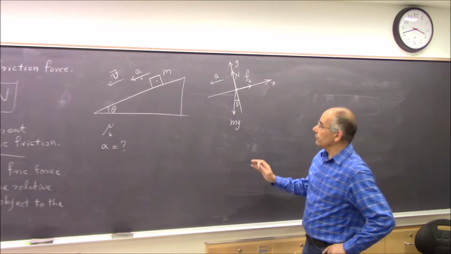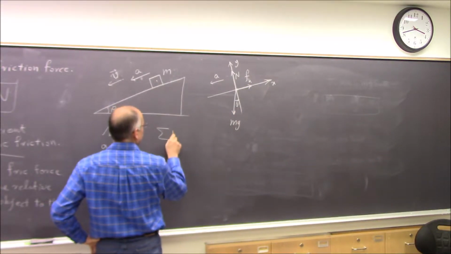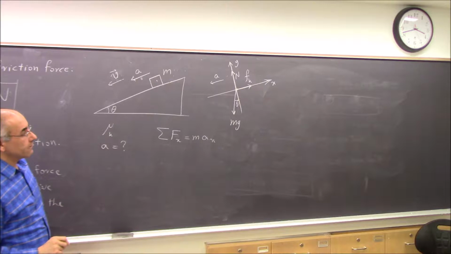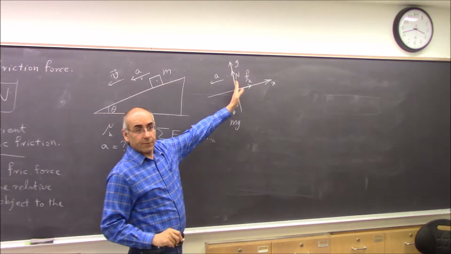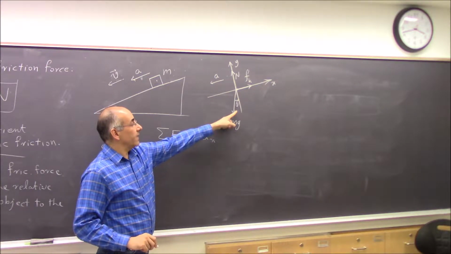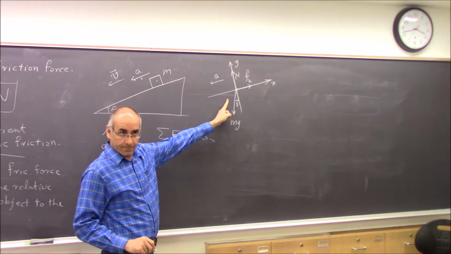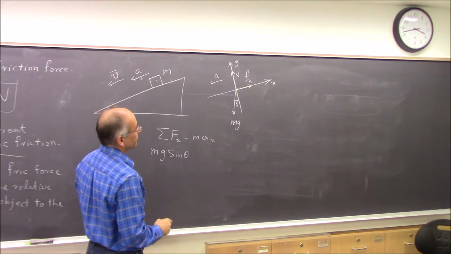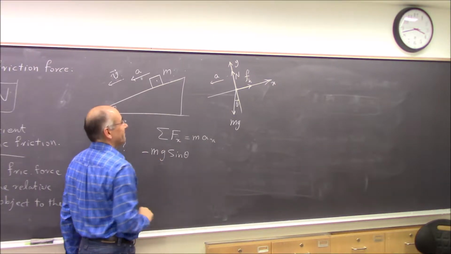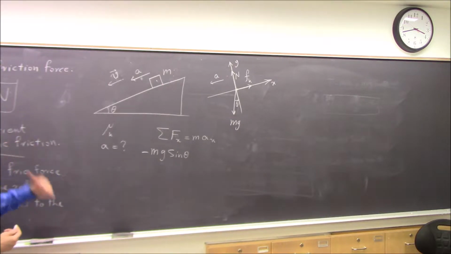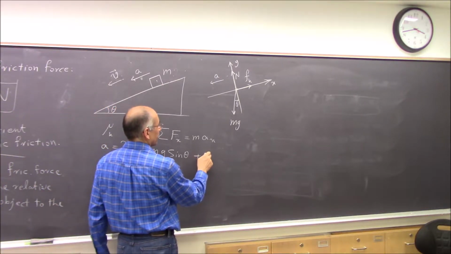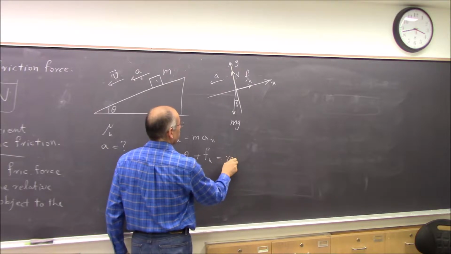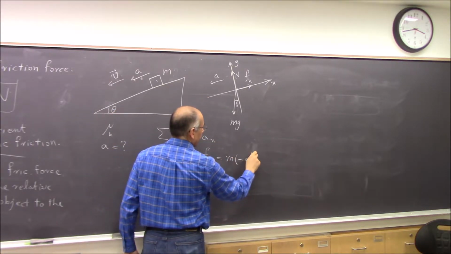All right, so if you do sum of Fx equal to max, what are the x components? N doesn't have an x component. X component of mg is what? mg sine theta, very good. Of course, negative, right? I also thought that the x was this way. And then plus Fk equal to m times the x component of acceleration, which is negative a.